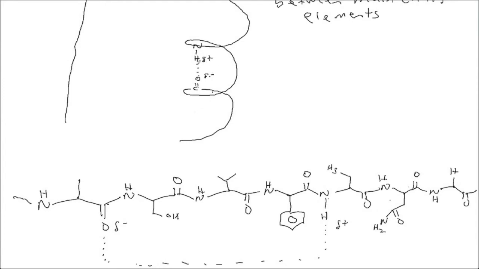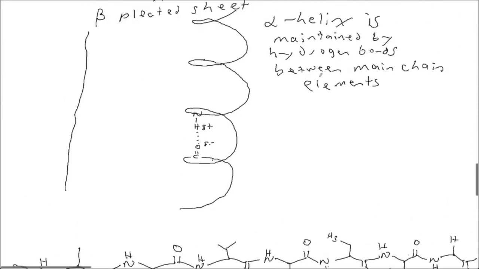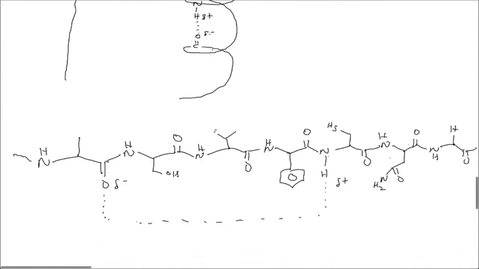What's the name of this type of interaction? Hydrogen bonding. Yeah, that's the hydrogen bond. So that's what I meant when I said hydrogen bonds are maintaining the alpha helix. These types of hydrogen bonds are maintaining the alpha helix, and it's exactly this precise type.